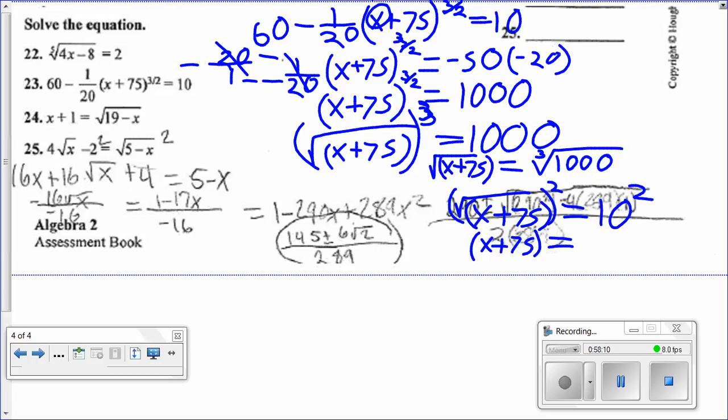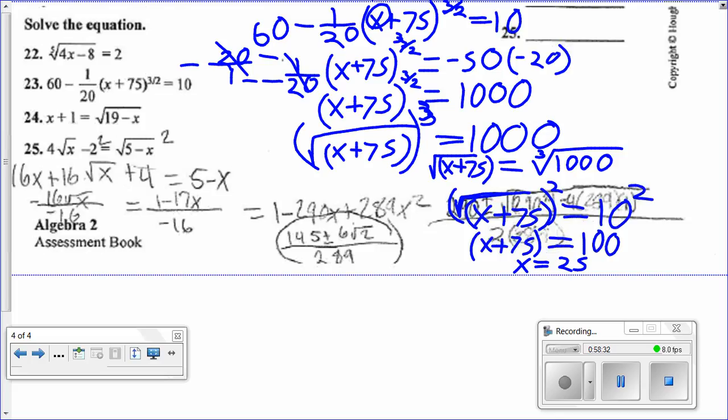We have to square both sides. Okay, so we squared that side, getting rid of the radical symbol. So we square the other side. That's 100. Okay, we're going to subtract 75 from both sides. So x equals 25.